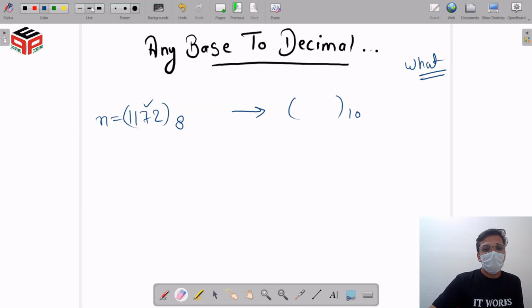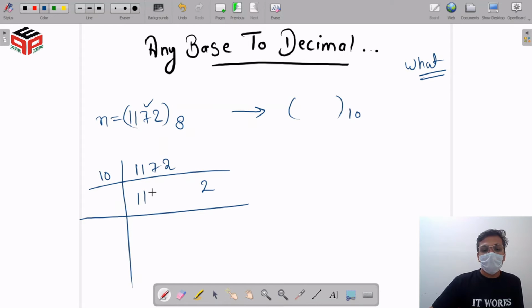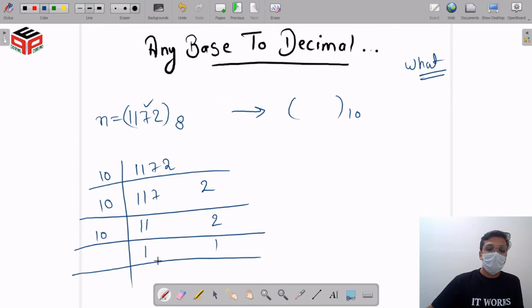So here we are going to extract the last digit. For extracting the last digit, we divide the number by 10 and extract the remainder. So here we get remainder as 2 and quotient as 117. Again, when we divide by 10, we get remainder 7 and quotient 11. Again, we get quotient 1 and remainder 1, and at last quotient 0 and remainder 1.